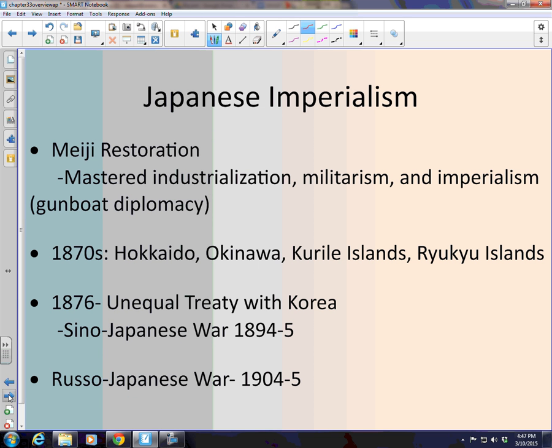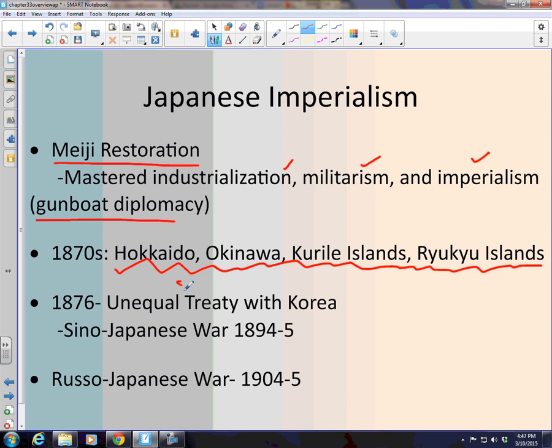The Japanese were also an imperialist power because of the Meiji Restoration. They mastered industrialization, militarism, and imperialism, like gunboat diplomacy. And through this, they were able to take up a whole bunch of islands in the South China Sea, which are now disputed again between Japan and China. And these islands were of strategic importance because of shipping.